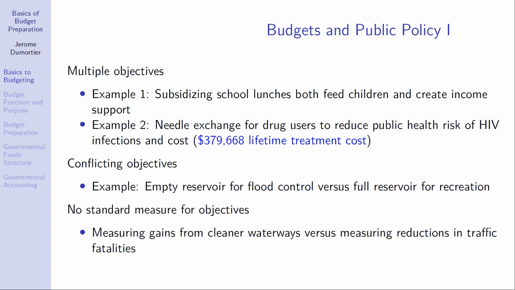As a policymaker, you may also have conflicting objectives. Think about, for example, a water reservoir that has the purpose of flood control as well as the purpose of recreation. Then an empty reservoir may be better for flood control, but may be bad for recreation, and vice versa.